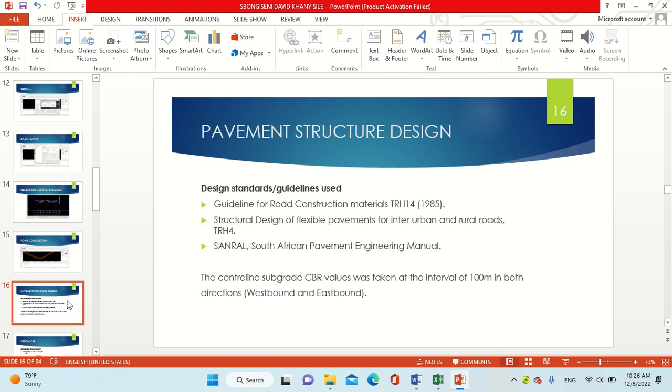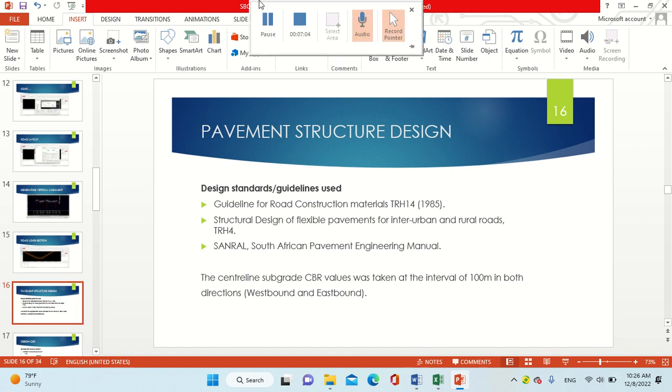Okay, now let's look at the pavement structure design. We used the design standards and guidelines: the guidelines for road construction material under TRH 14, 1985, which is the year, and also the structural design of flexible pavement for inter-urban and rural roads, TRH4.